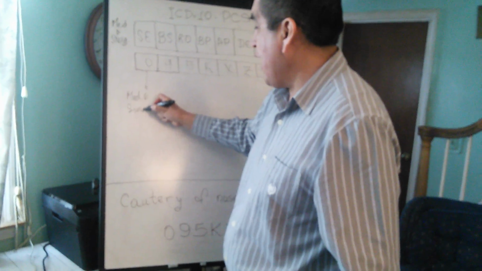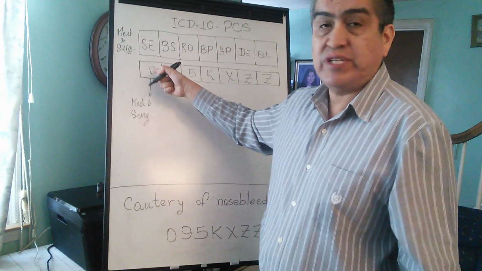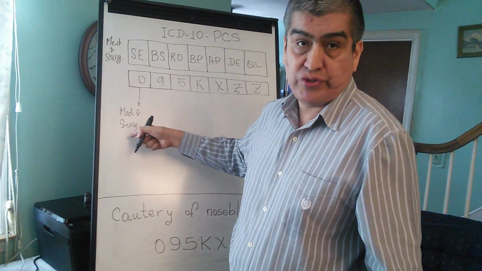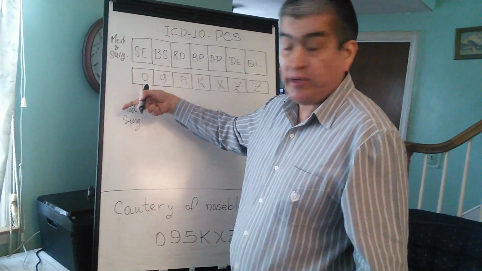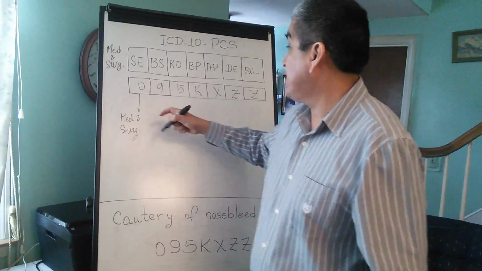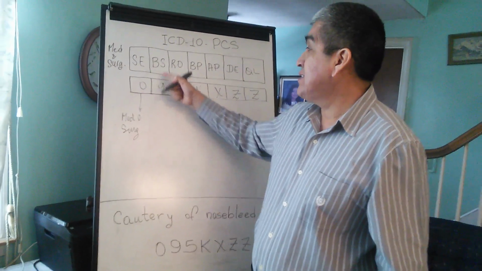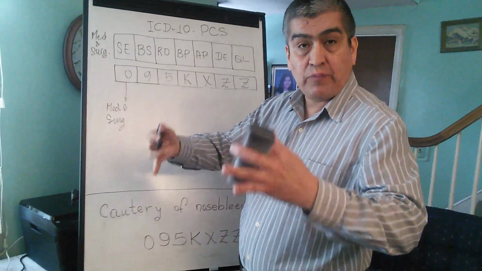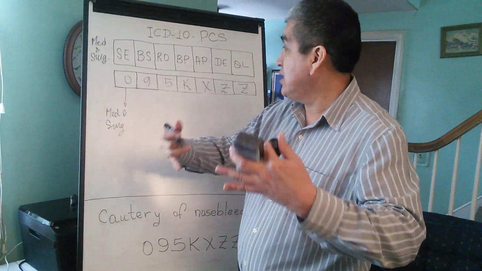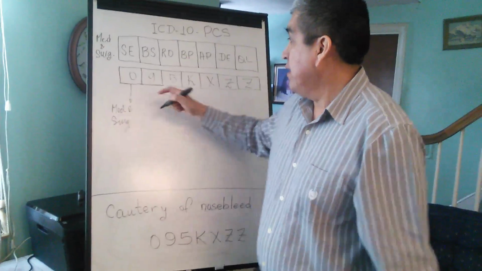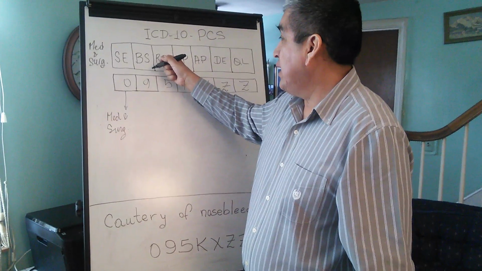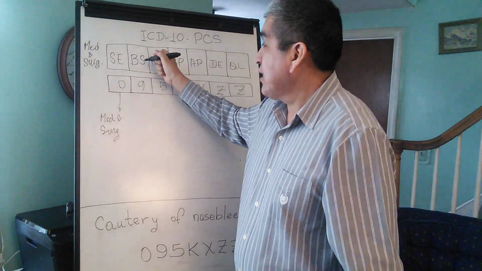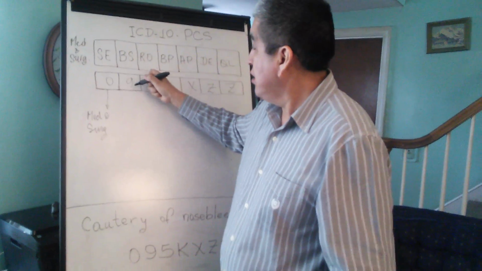So if you see a PCS code that starts with 0, all those codes that start with 0 are medical and surgery. Because this is a small surgery, that's what is in this section. The second character is the body system, which means the group of organs where the operation or procedure is to be done. In this case, the body system is the ear, nose, and sinus.